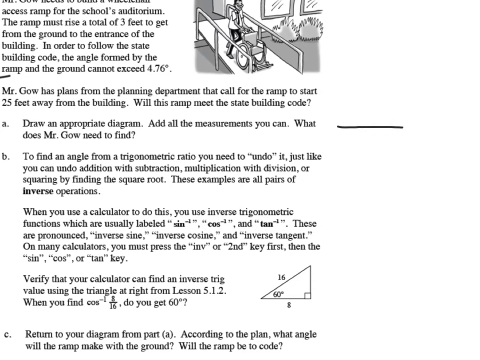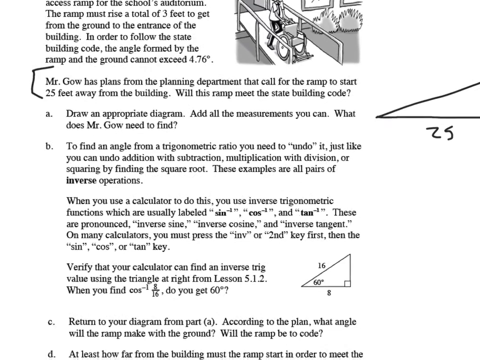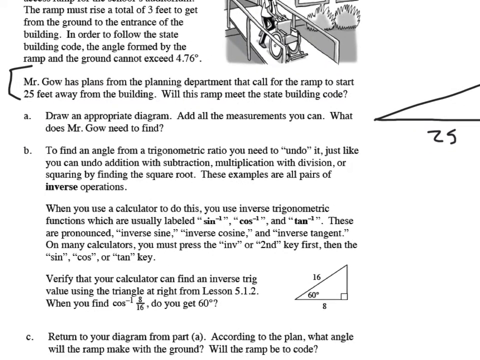So in order to figure this out, this thing is going to be 25 feet away, and this is going to be 3 feet above the ground. And so we can create a right triangle, something that looks like this. Will it meet the state building code? I don't know. We don't know what this angle is, this angle of elevation that we're looking at.